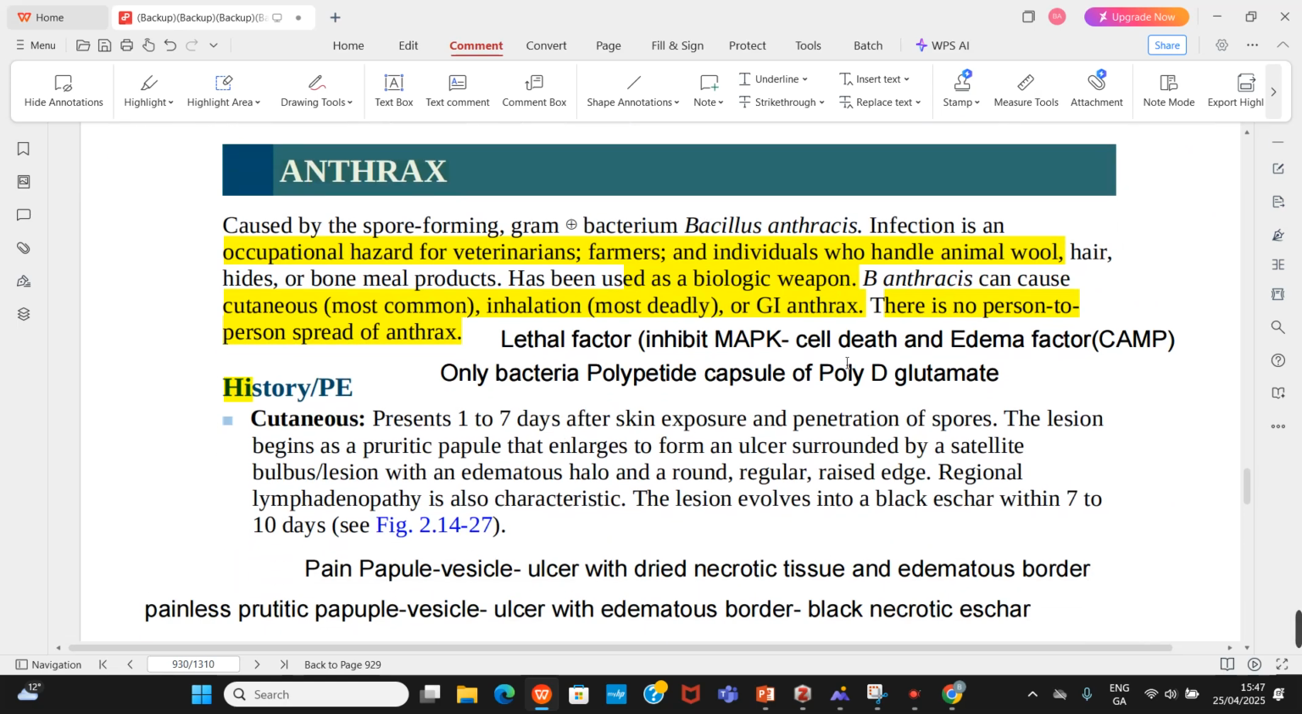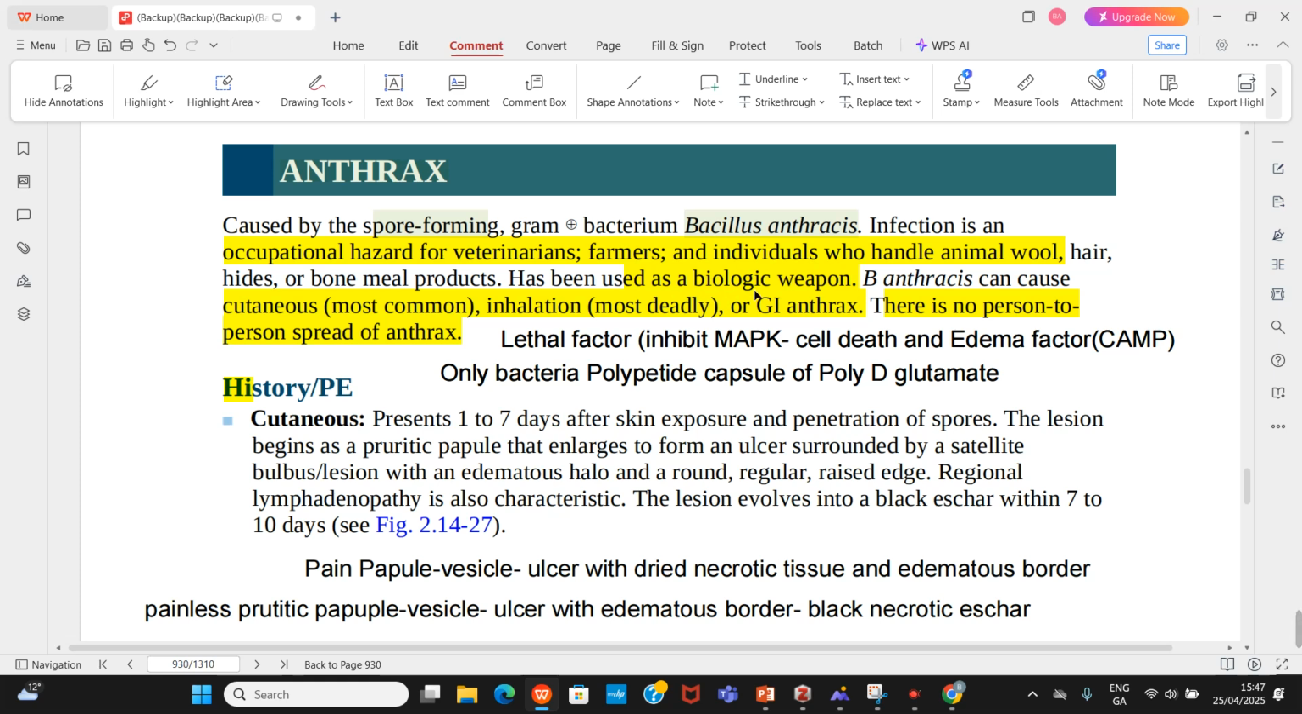So moving on to anthrax. Anthrax is very common. We know that it's very common in people that have exposure to animals. So what is the organism that causes anthrax? That is Bacillus anthracis. So it's a gram-positive rod, which is spore forming. So people that play with animals, veterinarians, farmers, individuals that handle animal wool, the hides and hair of animals can get exposed to anthrax.